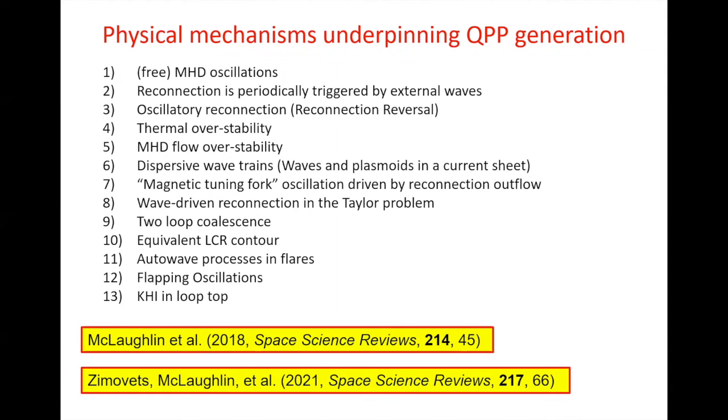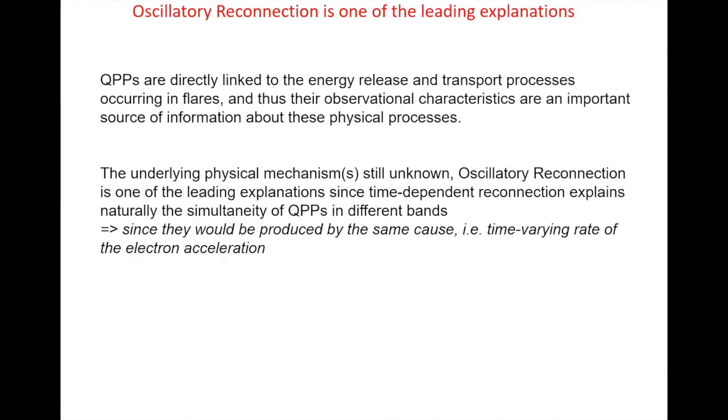And more recently, the Zimovets paper at the bottom again reviews the underpinning physical mechanisms, but really also extends it to stellar flares as well. And what's special about that Zimovets paper is it also makes observational predictions from each of those different underpinning methods. And so it'd be natural to say which is the correct one. And unfortunately, the correct one hasn't revealed itself. So we know that QPPs are important to understand because they unlock solar flare physics, if you think of it like that. And oscillatory reconnection is one of the leading explanations. That doesn't mean it's the right explanation, because the underlying physical mechanism or mechanisms are still a mystery.